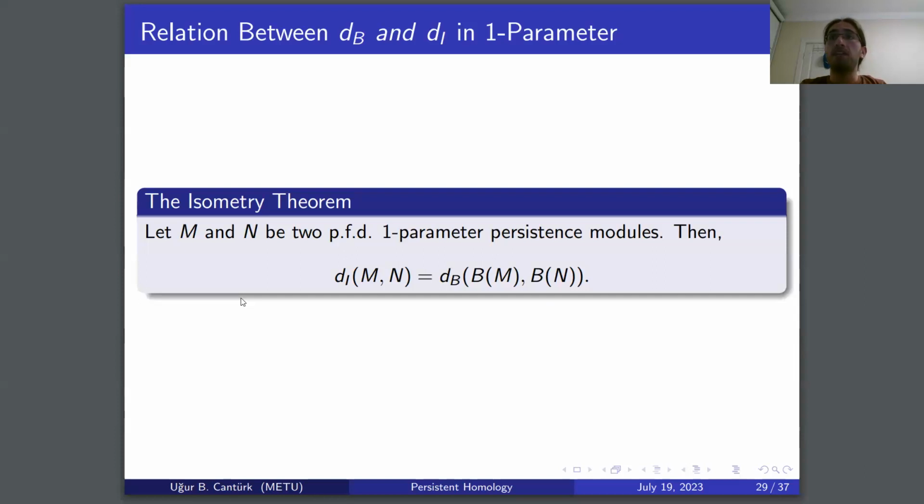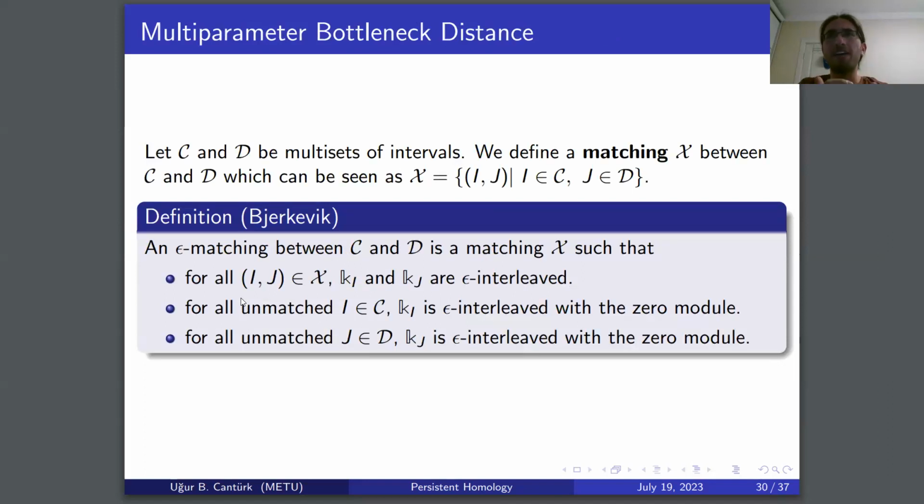Now let us try to understand how we can obtain a multiparameter version of the bottleneck distance and whether they are equal to each other or not. We have a similar definition in terms of bottleneck distance. Again, we have two, I will not say barcodes, but multisets of intervals. We will define a matching again in the same way, and we are calling a matching an epsilon matching between C and D in this form.